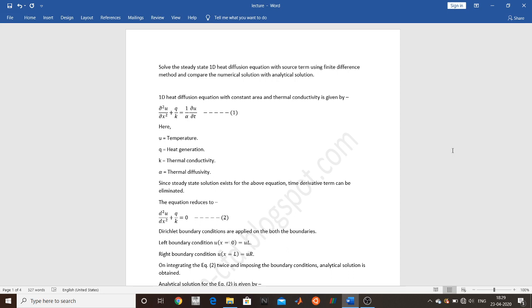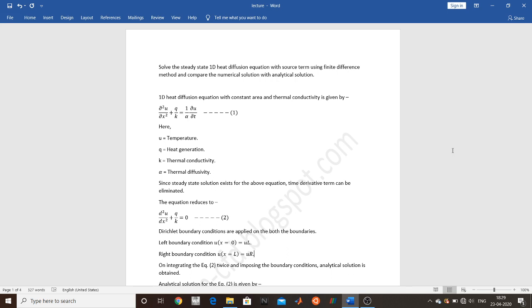Since we are interested in finding the steady state solution for equation number 1, and we know a priori that a steady state solution exists for equation number 1, we can find the steady state solution by just eliminating the time derivative term. On doing so, we end up with equation number 2.